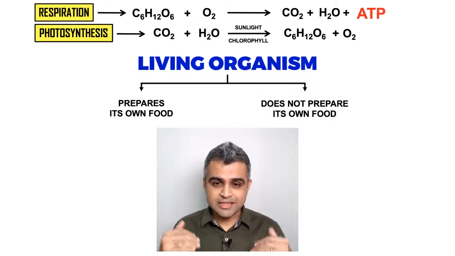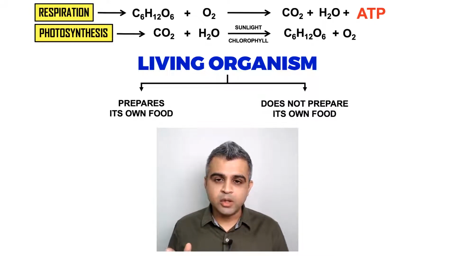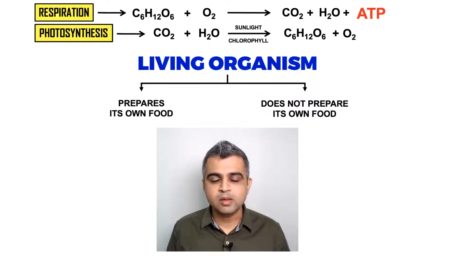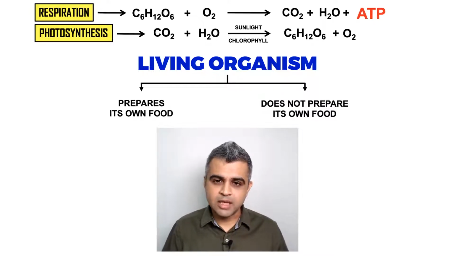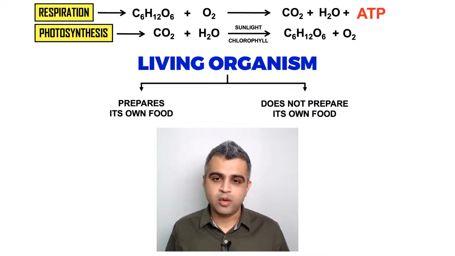So now look at the second reaction by which glucose is made below respiration. The second reaction states that you take carbon dioxide, combine it with water in the presence of sunlight and chlorophyll to make glucose and oxygen. So the first reaction, respiration, all living things do, but the second reaction, which makes glucose, without which you cannot do respiration, is not done by all living organisms.